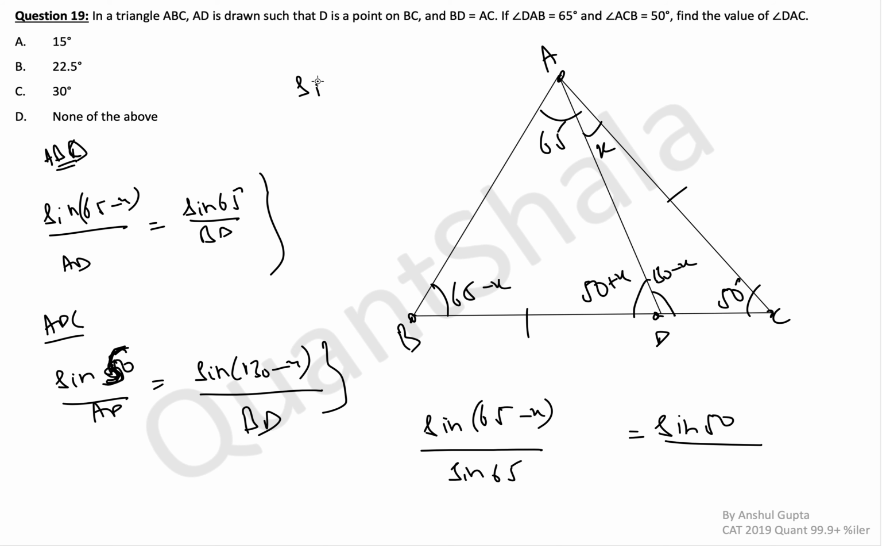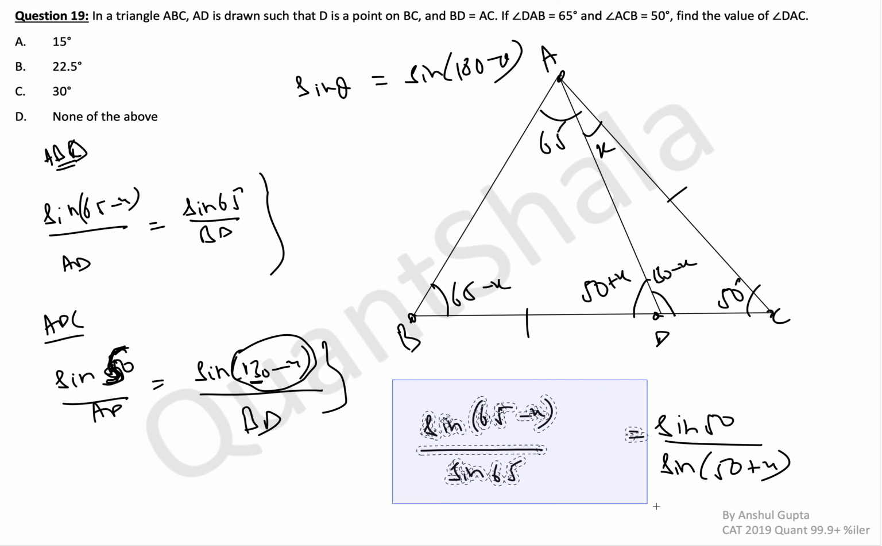We all know that sine theta is also equal to sine(180 minus theta). So you already have numbers like 65, 65, 50 here. Then why have such a big number as 130? So subtract this from 180, and 180 minus this becomes 50 plus x. So you can write this as sine(50 plus x). Looks like we are out of space here, so we'll go to the next page.